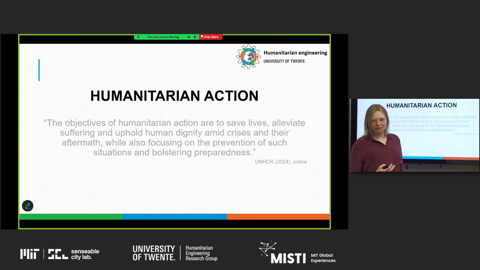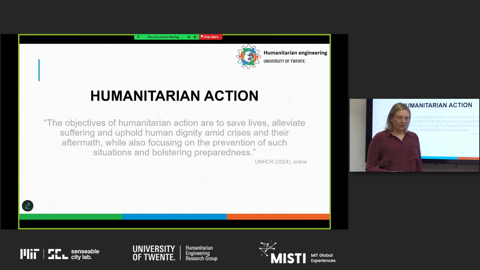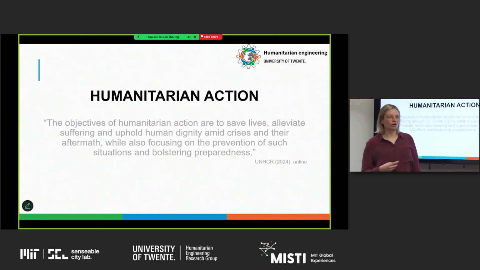A little bit more about humanitarian action, because that's what we focus on mainly. So it's really about saving lives. And important is that we always want to do that in a way that we uphold human dignity, right? So we don't want to compromise on that.